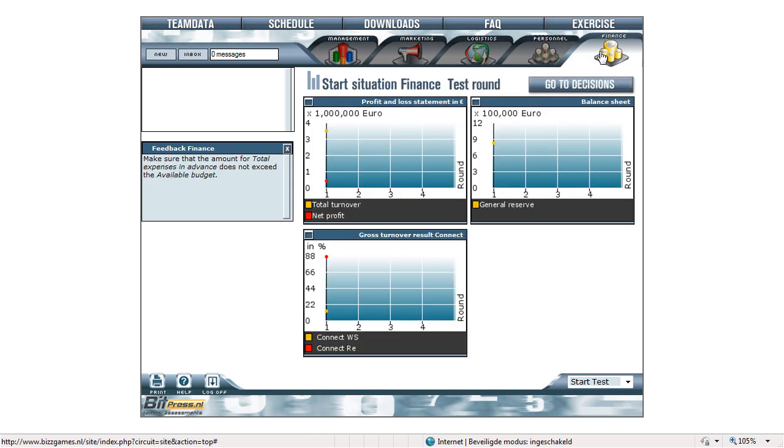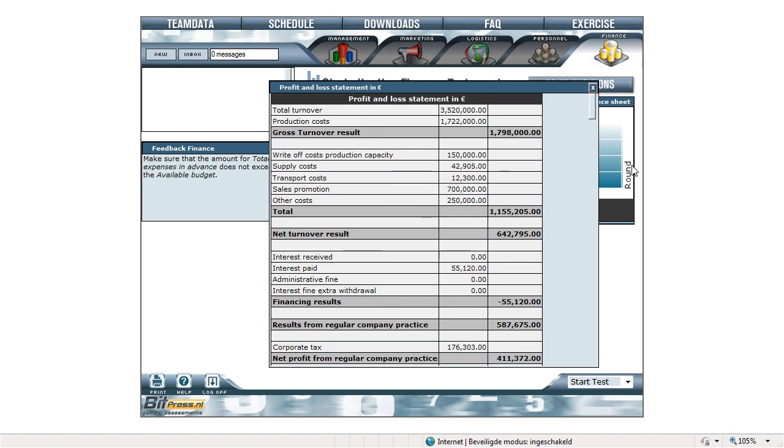We can now go to Finance and have a short look at our profit and loss statement, the balance sheet and the gross turnover. This information is also depicted in the competition guide. We can have a look at our profit and loss statement. We can see our total turnover, the production costs, other costs like supply cost and transport costs. We have interest that we have to pay on the money that we have loaned. And of course we have to pay corporate tax.